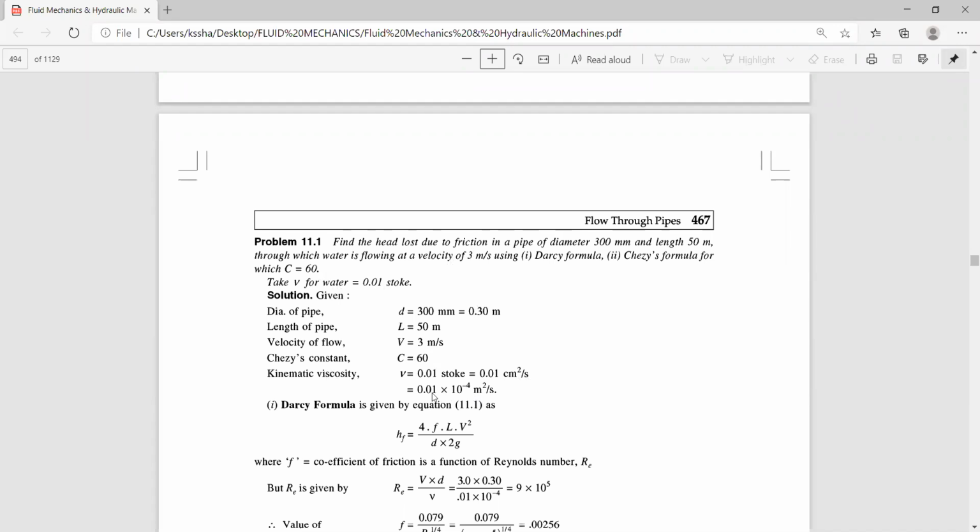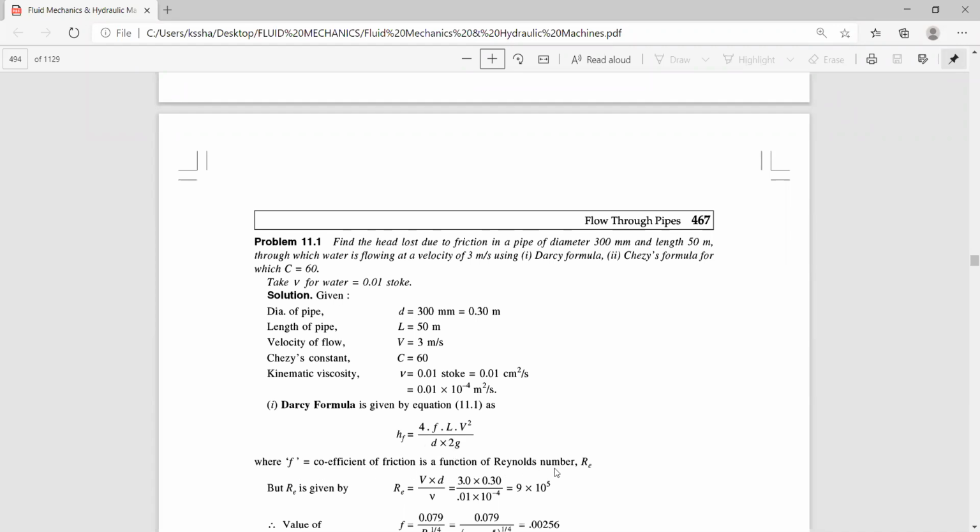I told you, you should multiply by 10 raised to minus 4. So your kinematic viscosity is equal to 0.01 into 10 raised to minus 4 meter square per second. Now, Darcy's formula is given by the equation hf equal to 4 f L V square divided by D into 2g. What is Darcy's formula? hf is equal to 4 f L V square by D into 2g, where f is the coefficient of friction.